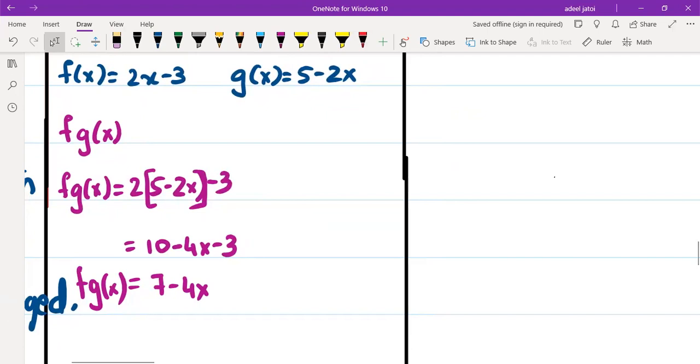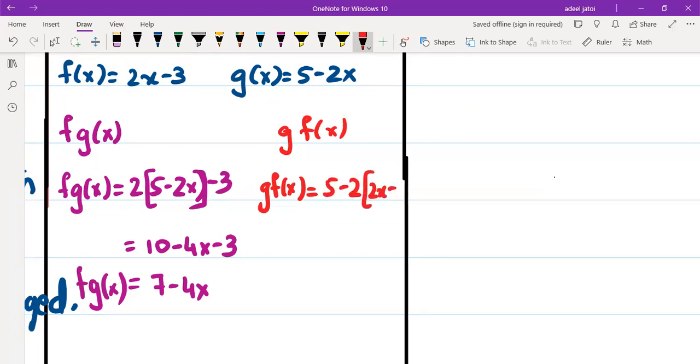Similarly, the question could also be asked for gf(x). That means we need to substitute f(x) in the function of g(x). 5 minus 2 times (2x minus 3). So this is supposed to be 5 minus 4x plus 6. So the answer is 11 minus 4x.